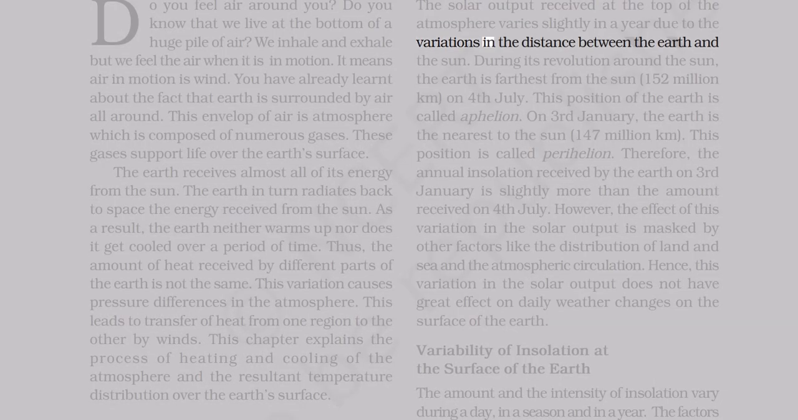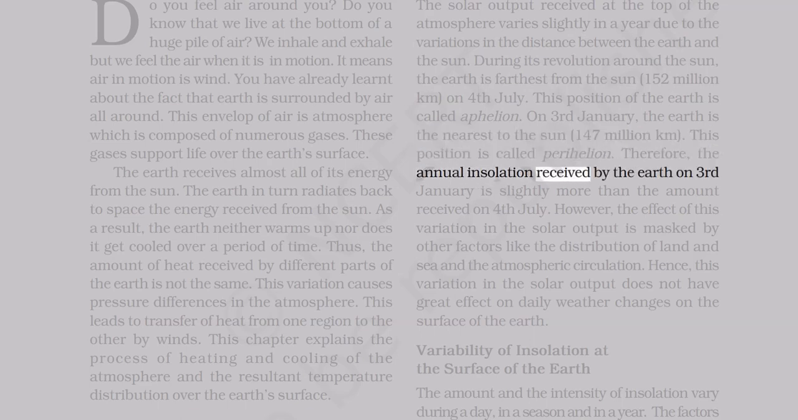The solar output received at the top of the atmosphere varies slightly in a year due to the variations in the distance between the Earth and the sun. During its revolution around the sun, the Earth is farthest from the sun, 152 million kilometers, on the 4th of July. This position of the Earth is called aphelion. On the 3rd of January, the Earth is the nearest to the sun, 147 million kilometers. This position is called perihelion.